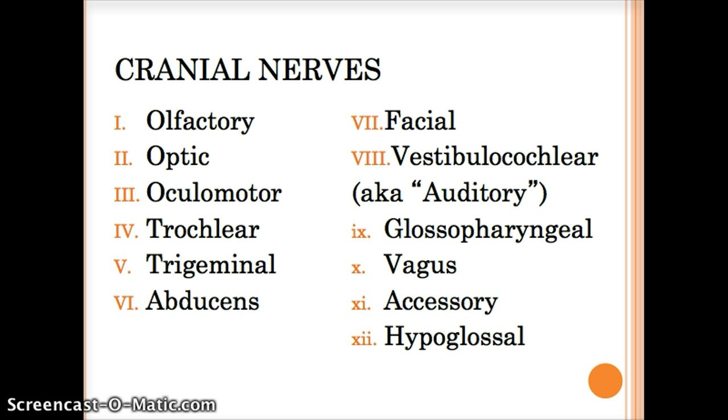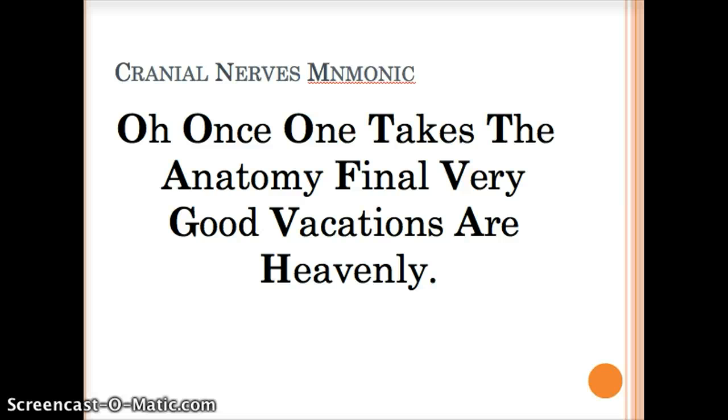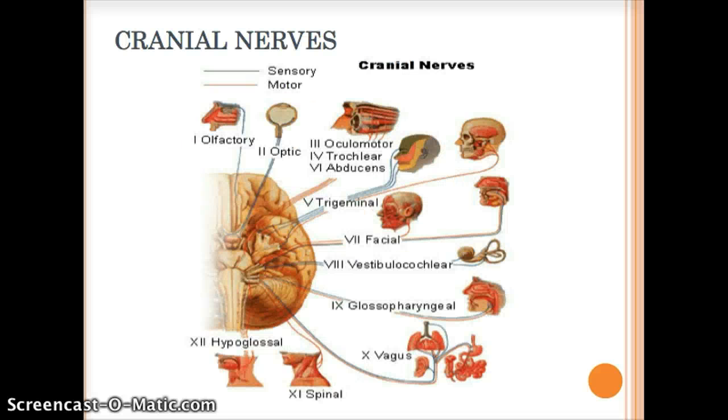Now, the ones that we are going to focus on will be the ones that are significant for speech. But if you need to learn all of them, you can use this mnemonic: Once one takes the anatomy final, very good vacations are heavenly. It's one way to help you remember all 12 of the cranial nerves. Okay, and here's a picture of the cranial nerves to help you remember what they do. So olfactory is our sensory system, optic is our eyes. Anyway, it's just a depiction that you can look at.